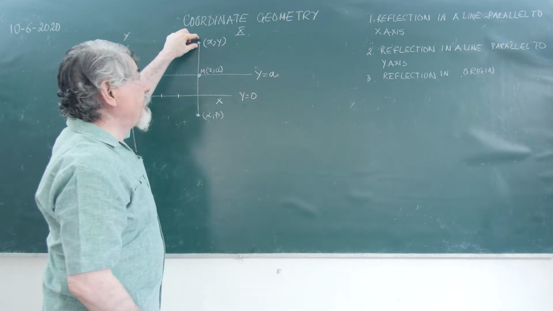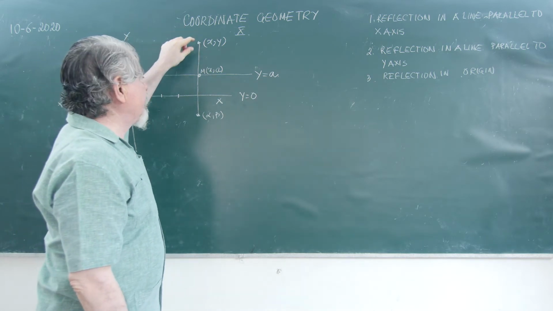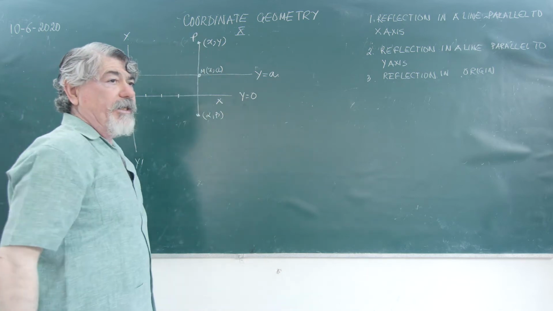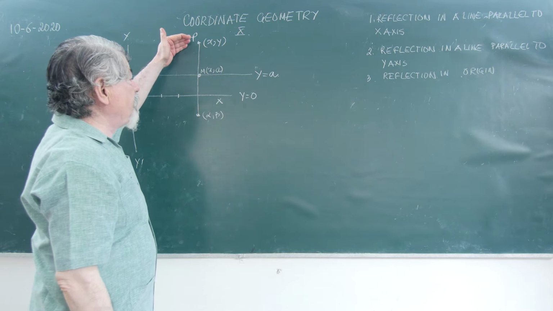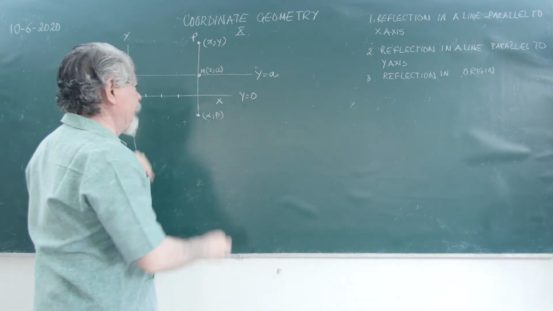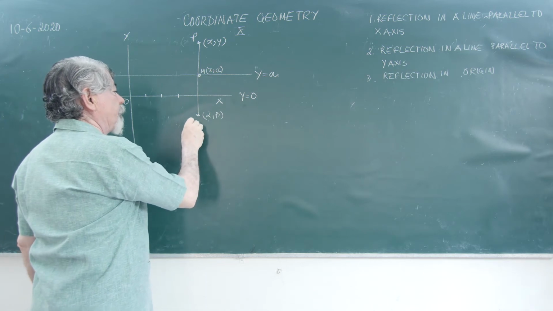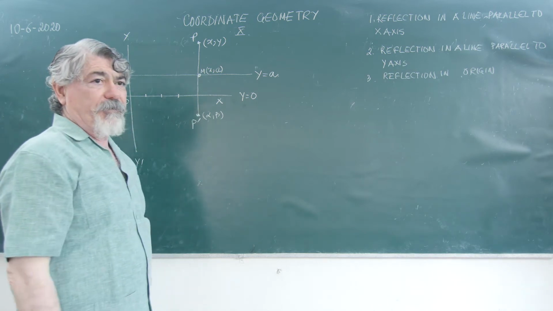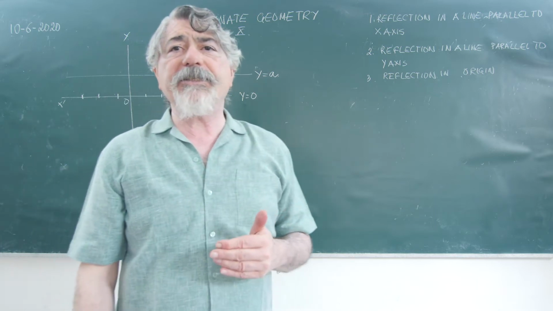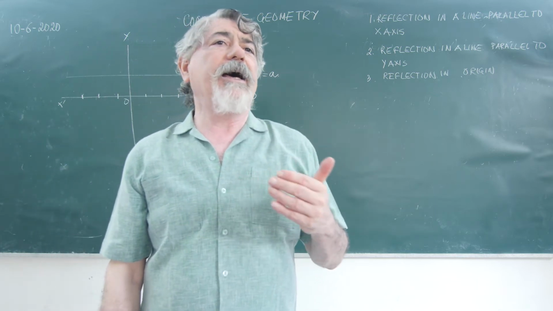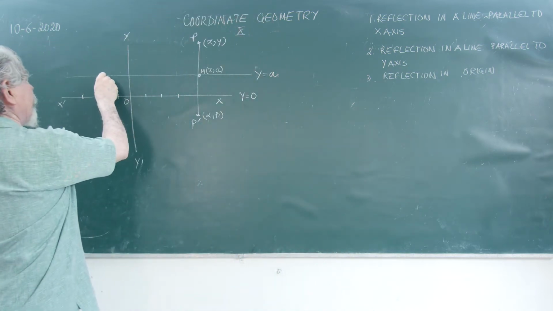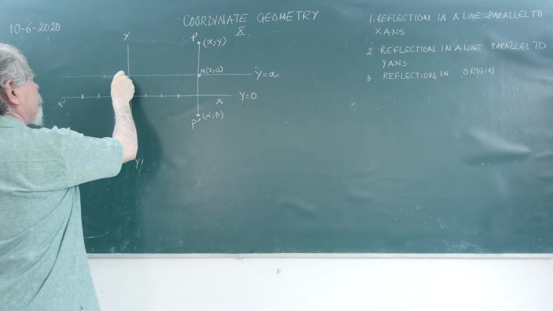There is any point P, the coordinates of P are (x, y). I want to reflect this point P in this line y is equal to a, and when we reflect we get point P' as (alpha, beta). We told you that the line of reflection is always taken as the mirror. That means I am going to treat this line y is equal to a as the mirror.